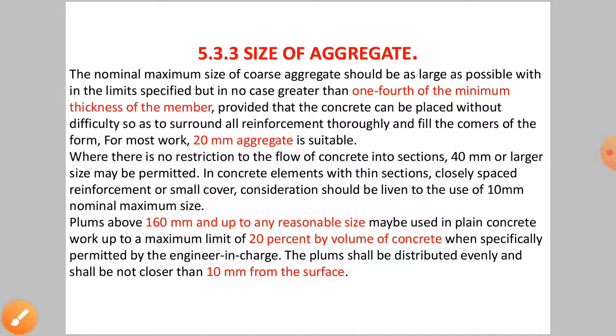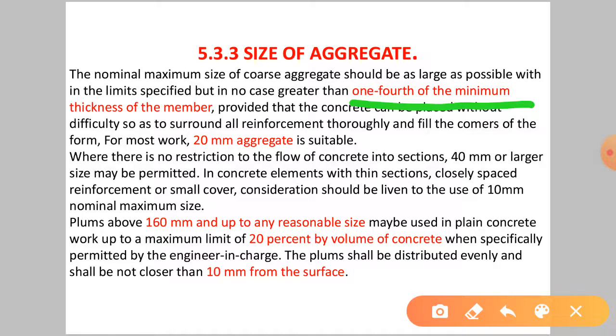Size of aggregate. The size of aggregate should be as large as possible within the limit specified, but in no case should it be greater than 1/4 of the minimum thickness of the member. For most work, 20 mm aggregate is suitable. Similarly, in mass concrete, 40 mm or larger size may be permitted. In concrete elements with thin sections or closely spaced reinforcement, 10 mm nominal size should be used.